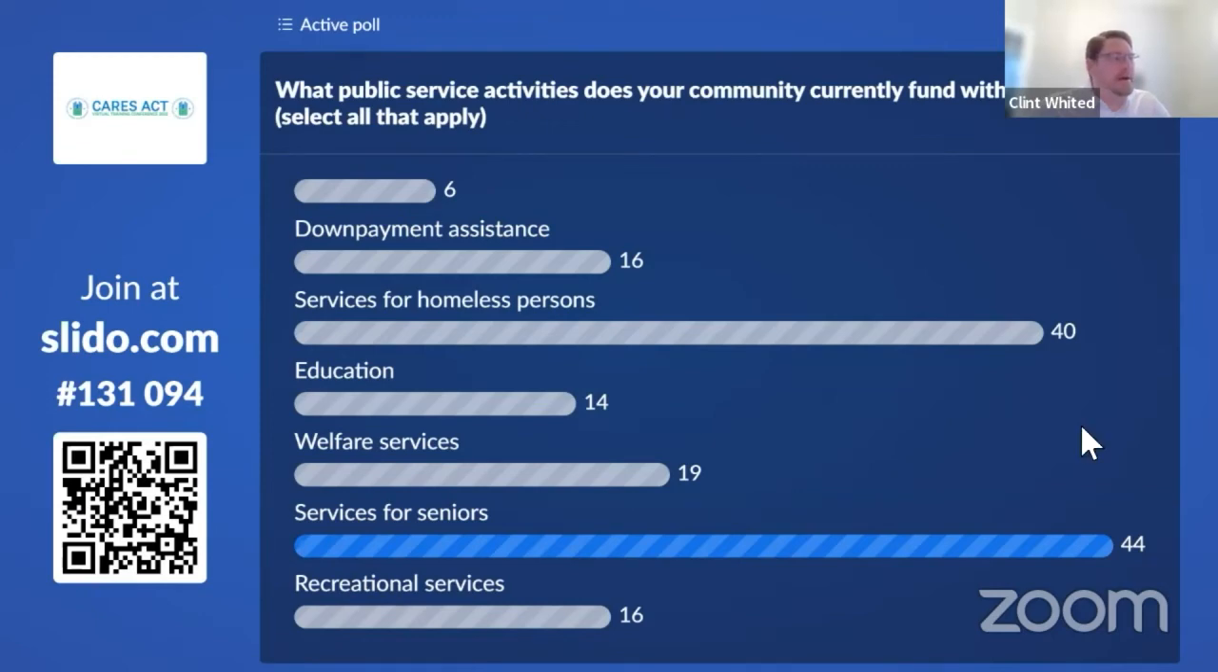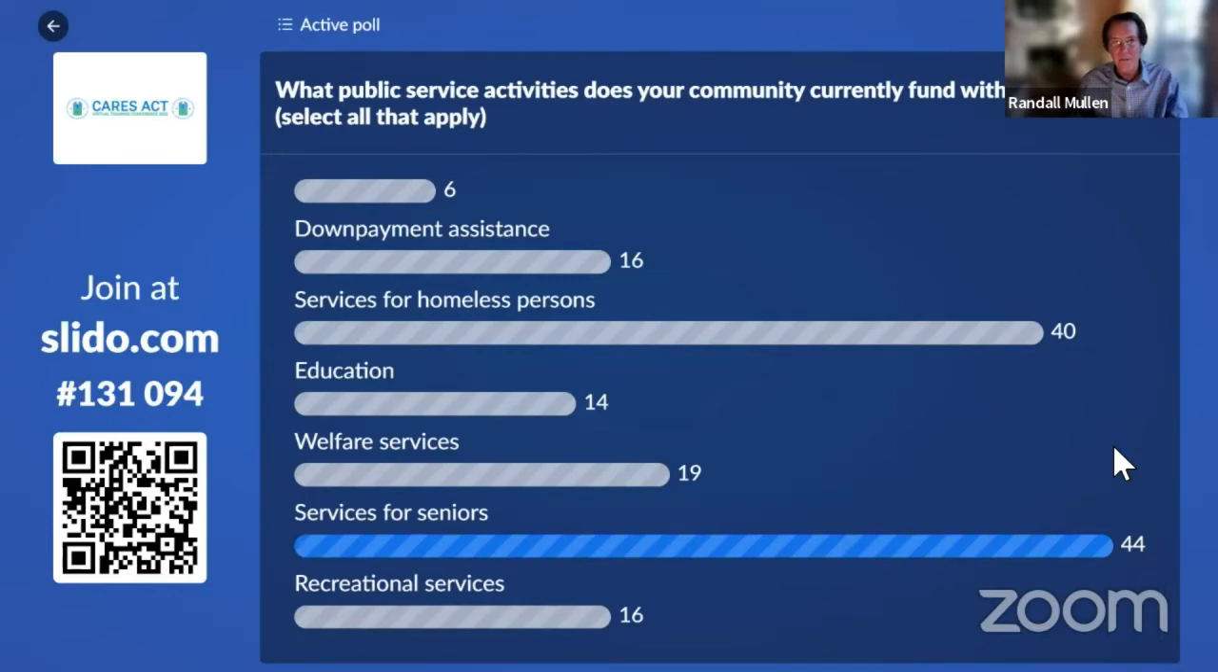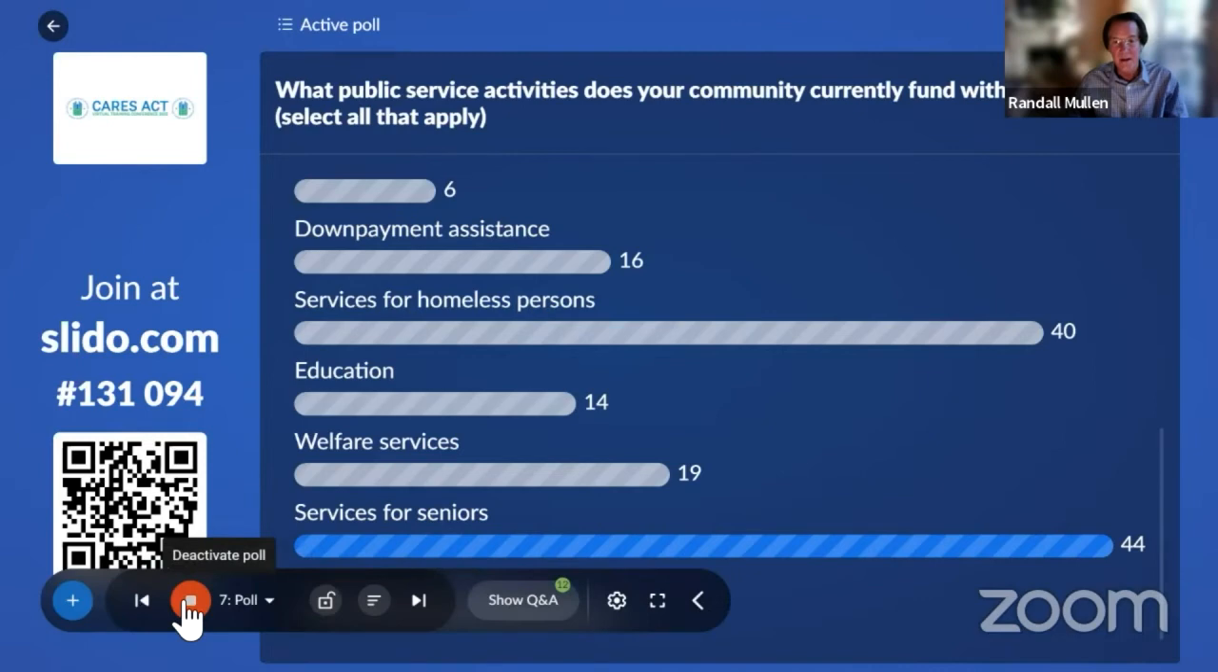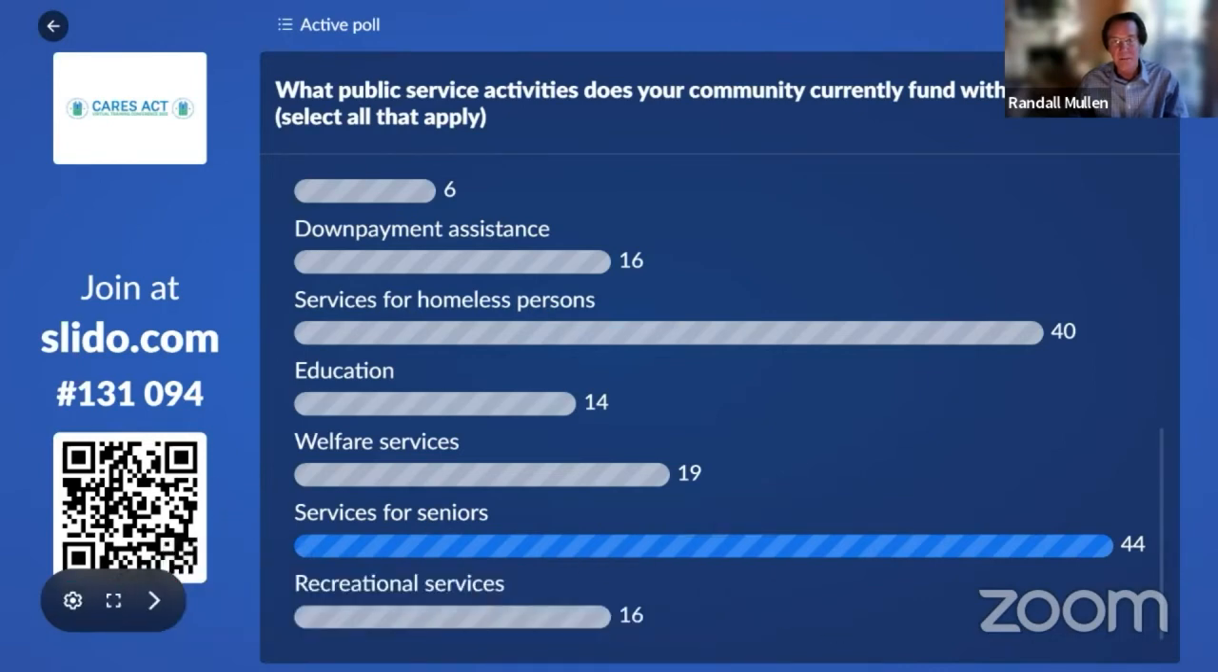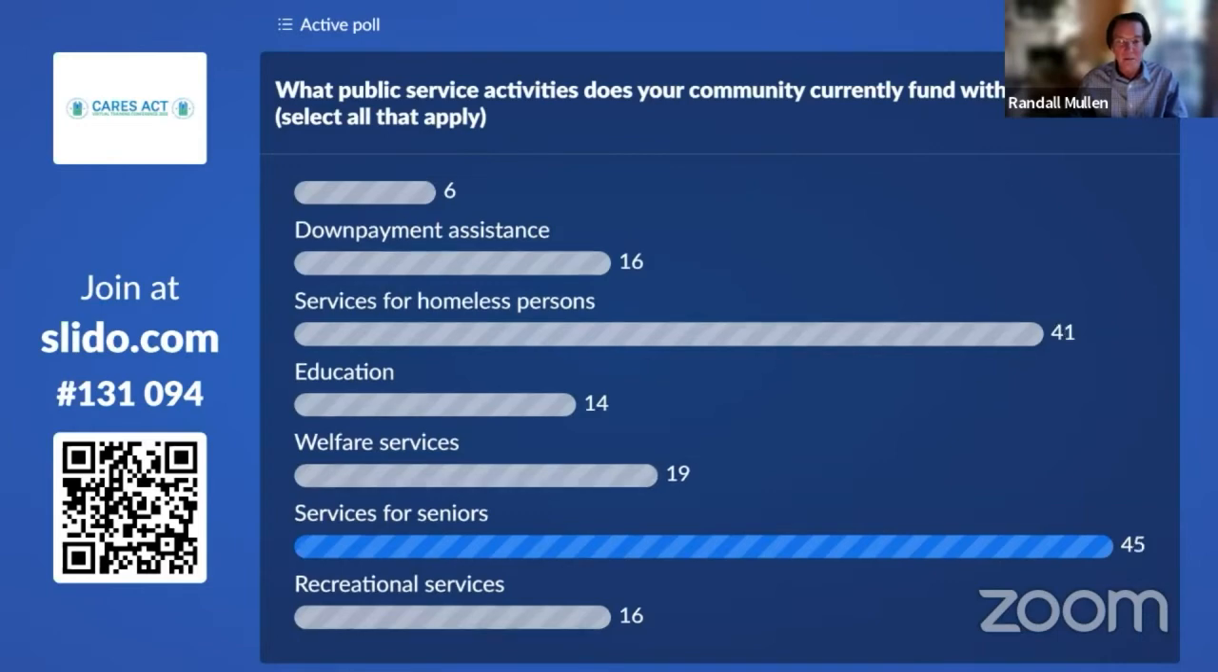So, and historically, I think that if we were to look at IDIS reports, as has occurred with regard to the CV grants, which incidentally do indicate that public services, of course, is the activity that has attracted the most funding, and particularly emergency payment assistance. But historically, the main annual formula grant CDBG program has oftentimes been used mainly to assist public services for seniors. So this doesn't really surprise me.